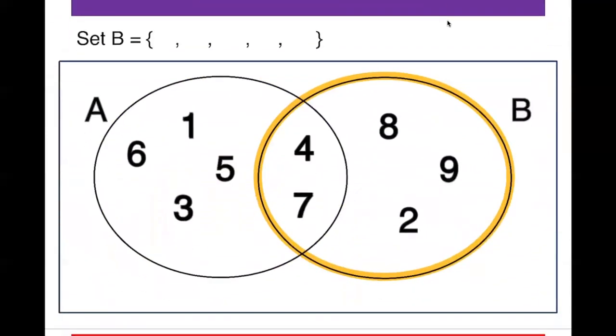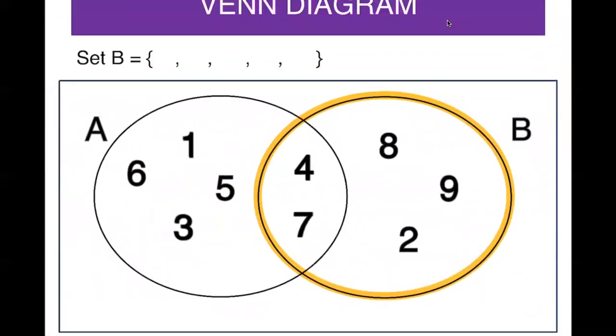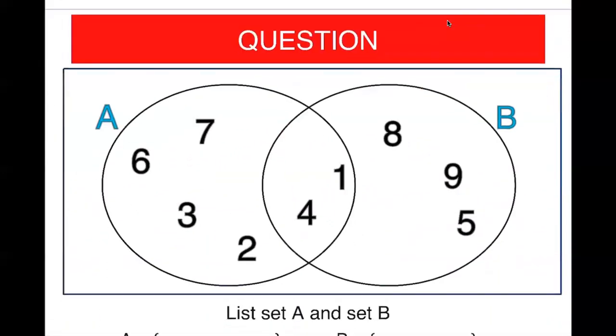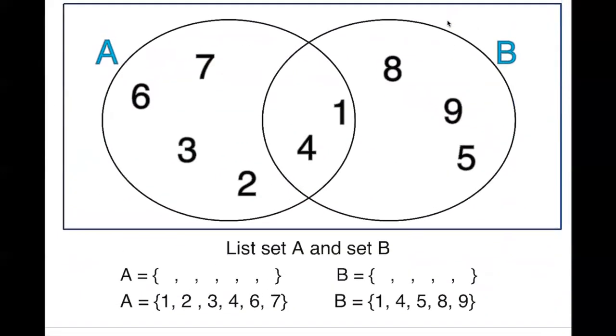In set B, we'll include again the numbers that are in the intersection. We've got 2, 4, 7, 8, and 9. Try to write them in order from smallest to largest if you can. Okay, so we've done that. We've written down what's in each of the sets.